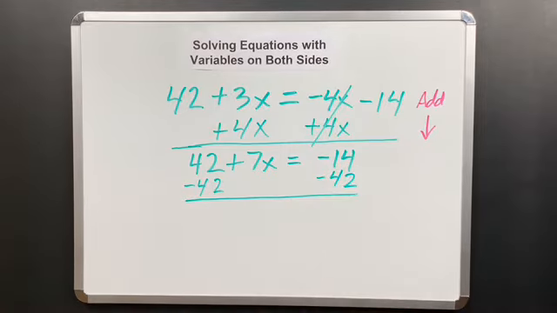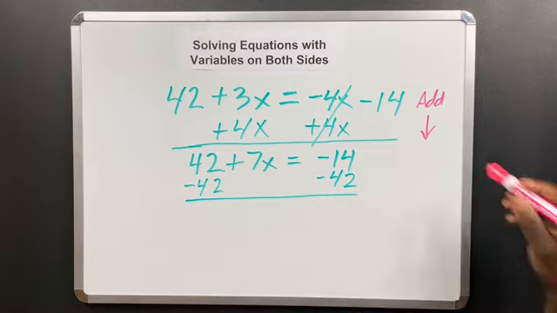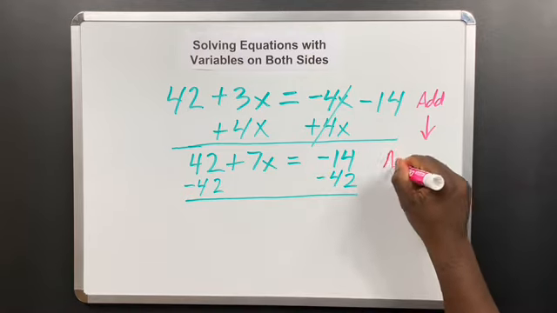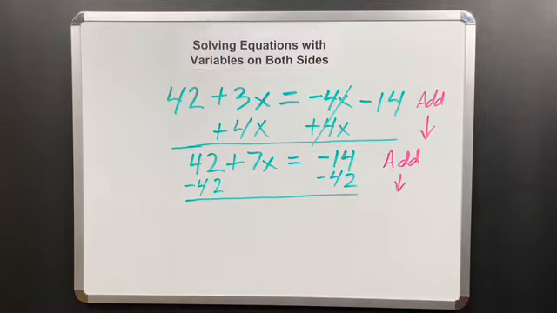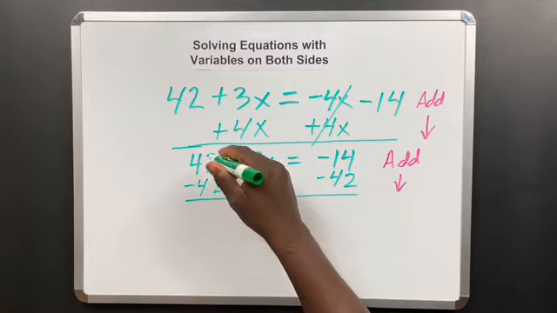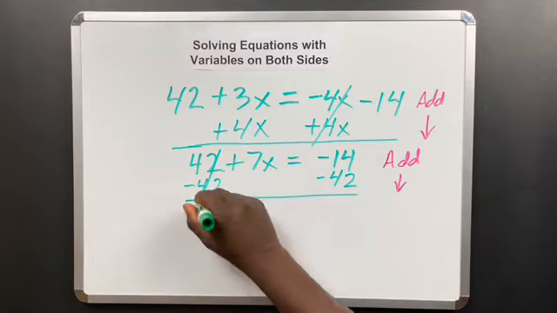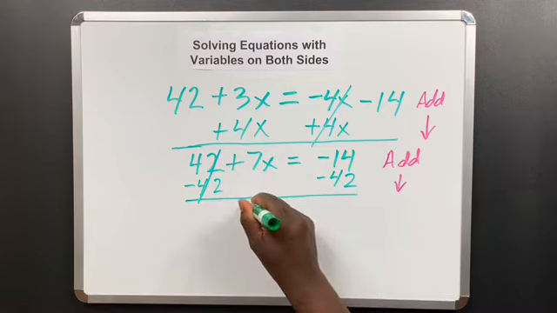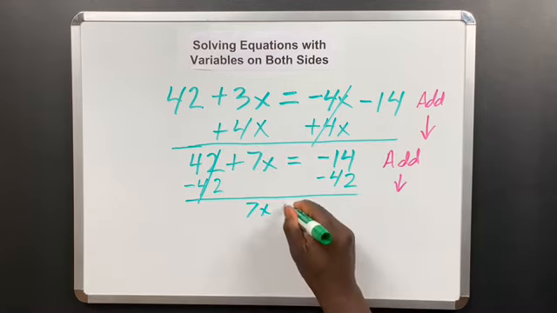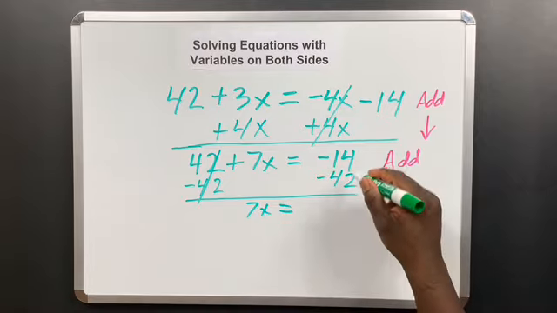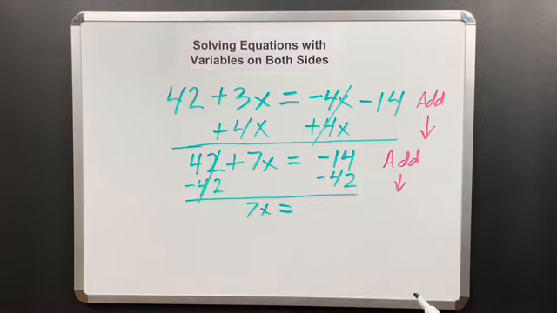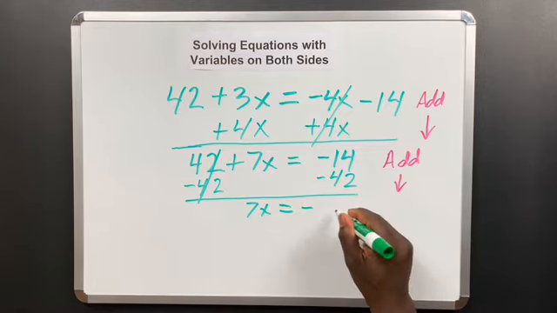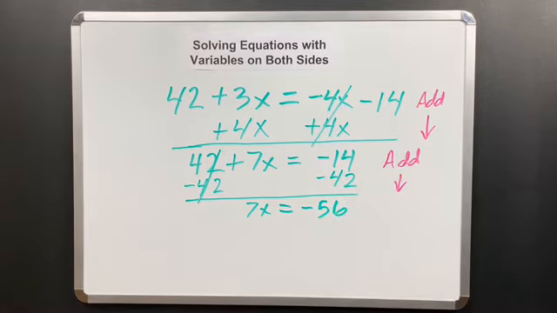Draw that line. And remember, again, just like here, we're adding down. So I'm just going to write that. Eventually, you will get to a point where you don't have to do that, but it's important to know that you're doing that. So 42 plus negative 42 is 0. We cross that out. Bring down the positive 7 times x. Bring down the equal sign. Now remember, we're adding down. So that's negative 14 plus negative 42, which is negative 56. Very good.